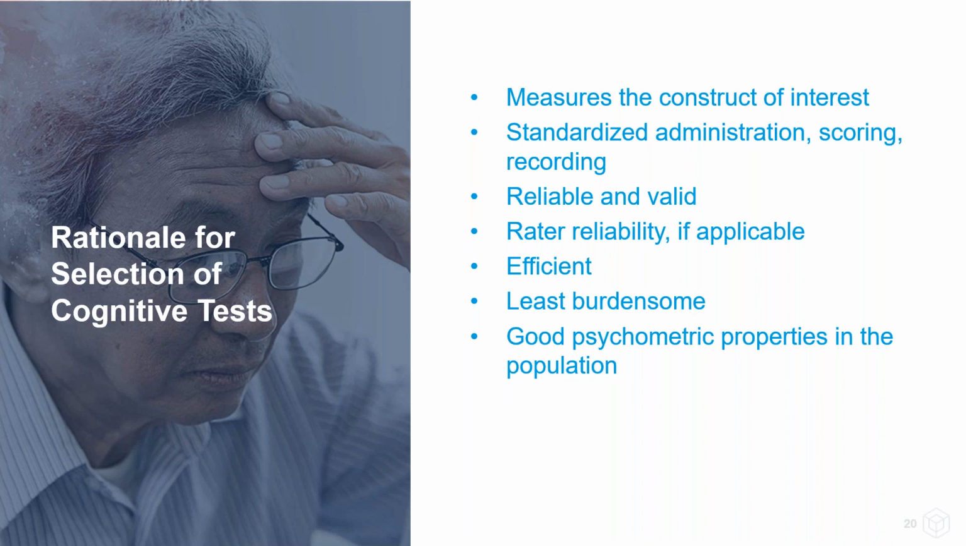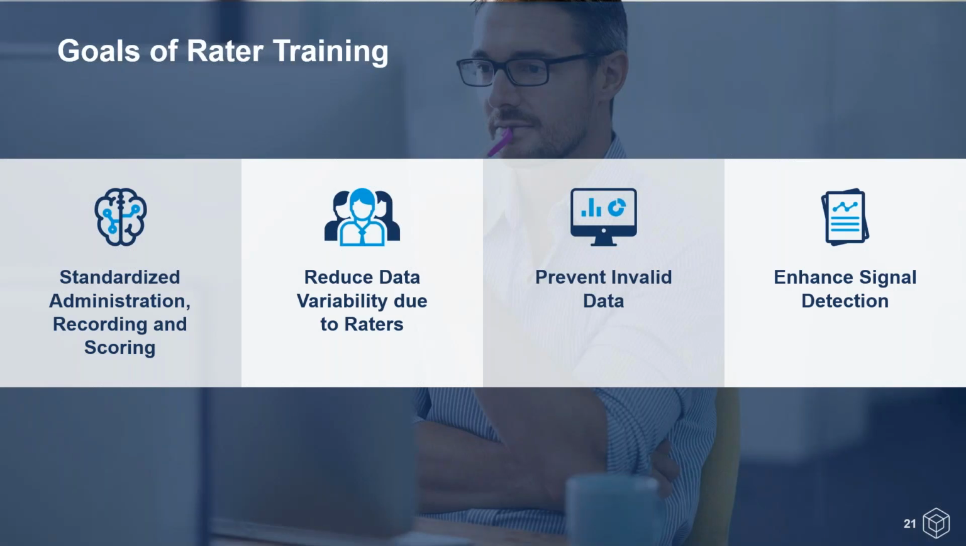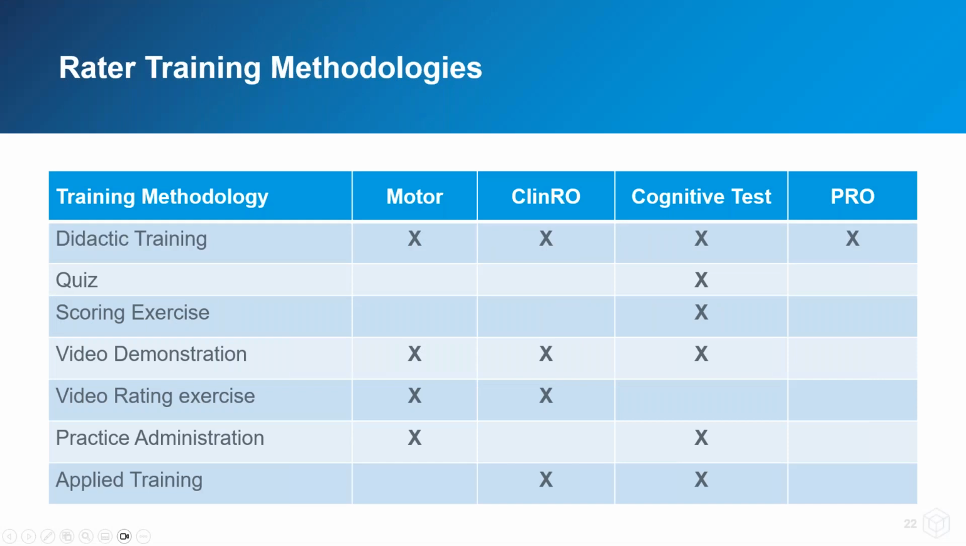I want to transition now to some overview comments on rater training and some of our experience in this area in Parkinson's and related disorders. The goals, of course, of rater training are to standardize the administration, recording, and scoring of the scales being used in the study. The result of that, hopefully, is to reduce data variability due to raters and also prevent invalid data from the onset. All studies will have data that is invalid for various reasons, and you want to try to prevent that as much as possible. Rater training can help accomplish that.